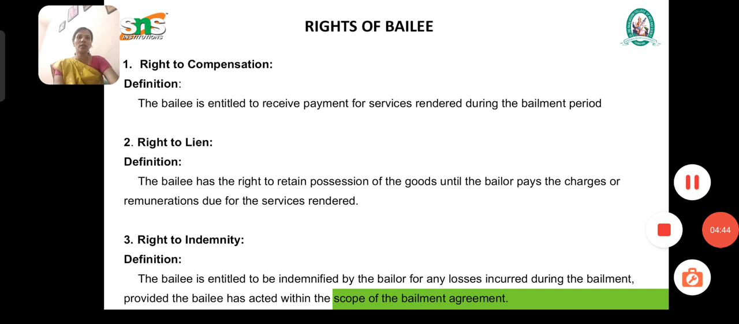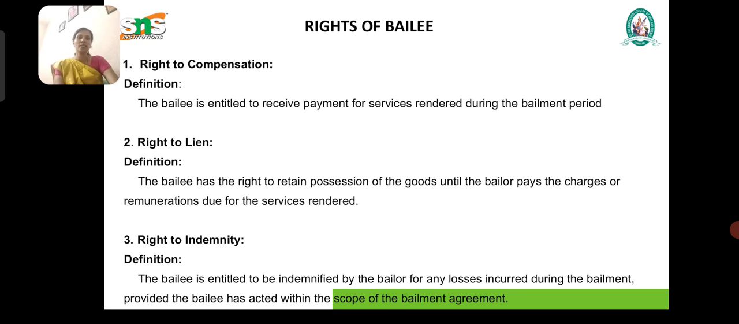Next one is rights of the bailee. First one is right to compensation. Yes, of course, you have to be compensated for the losses or any damages. Second one is right to lien.